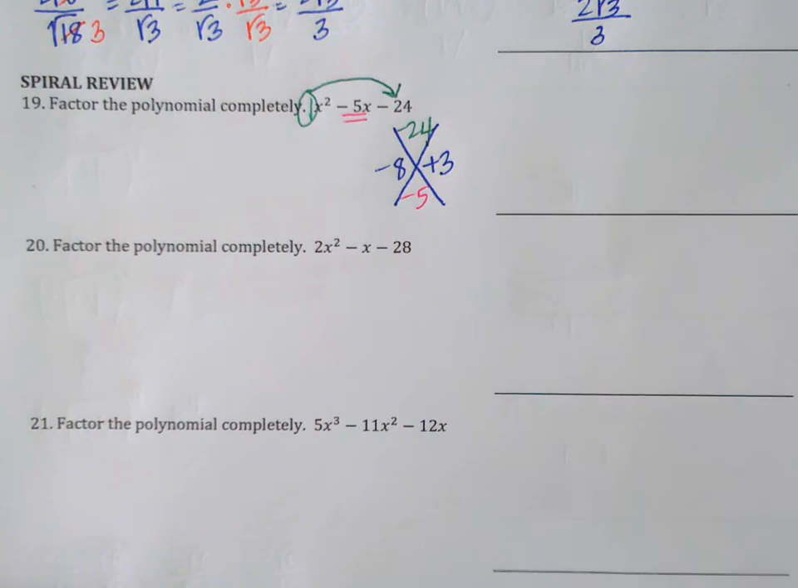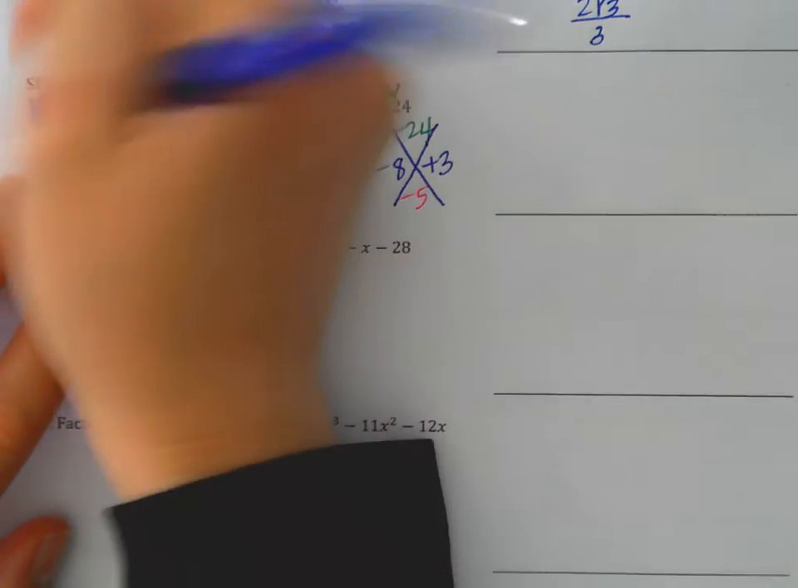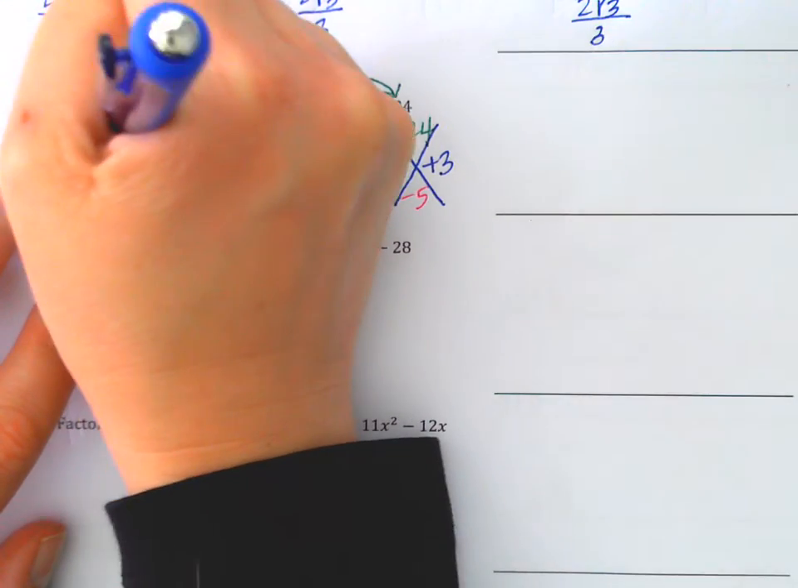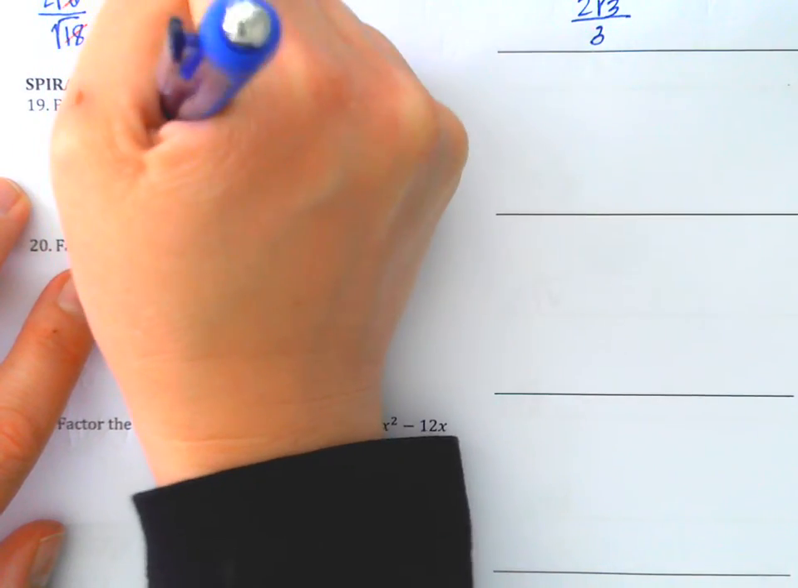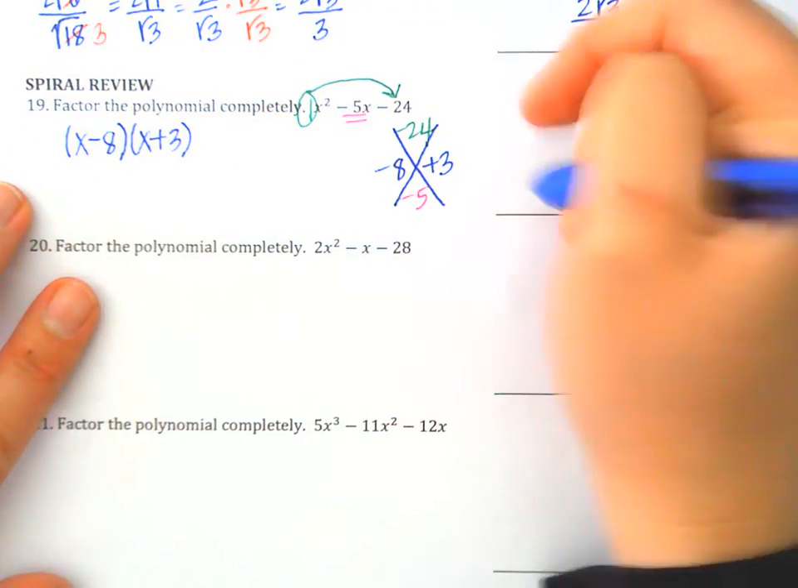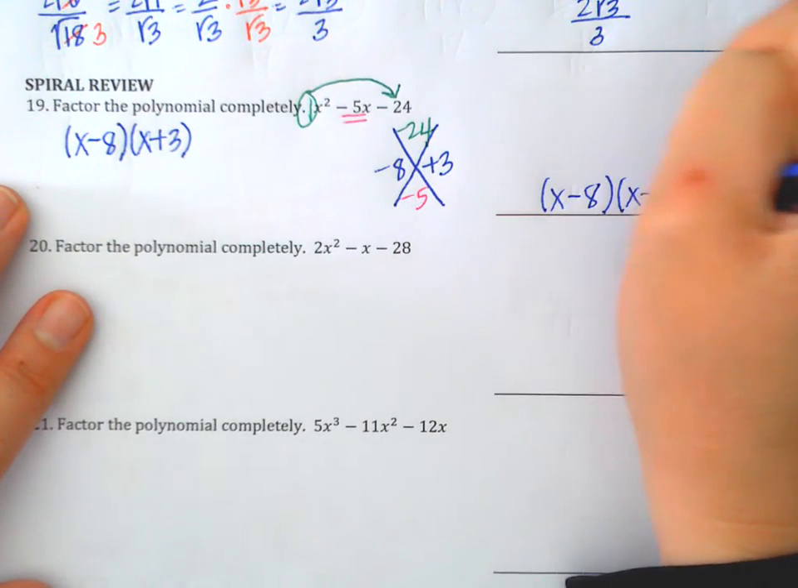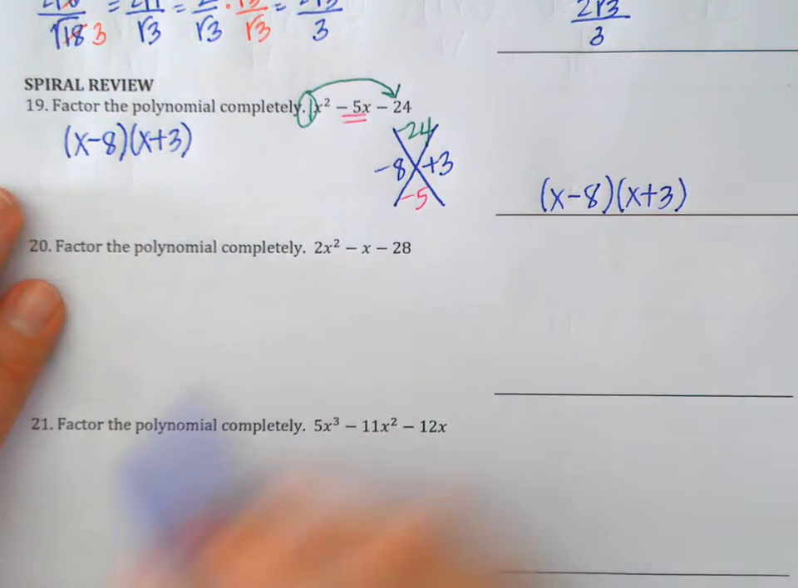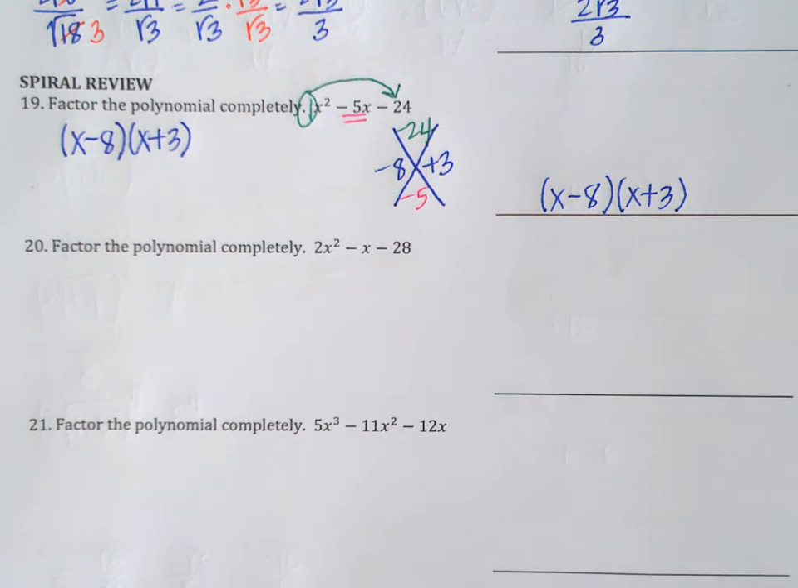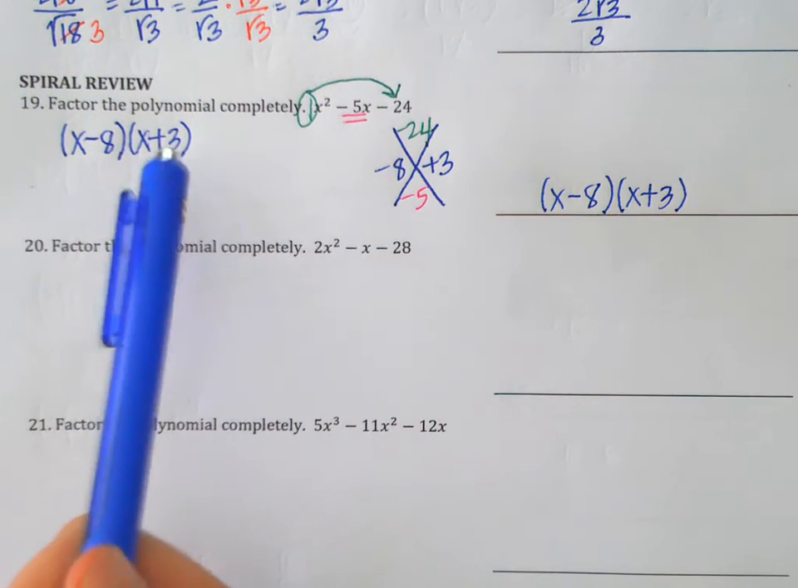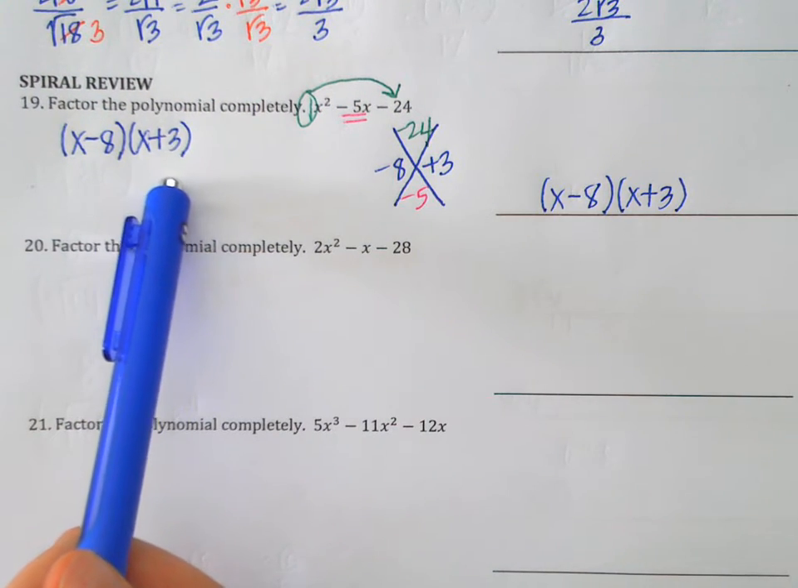Now, because a is equal to 1, I can use my shortcut, and I can just go straight to x minus 8 and x plus 3. Now, because a is 1, we can just go straight there. If it isn't, like number 20, we have to split the middle term. We can split the middle term on number 19, but you don't have to.